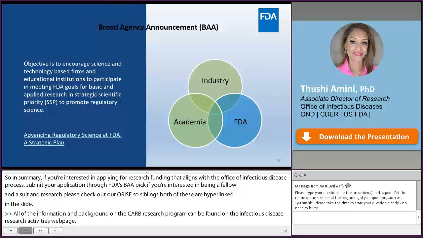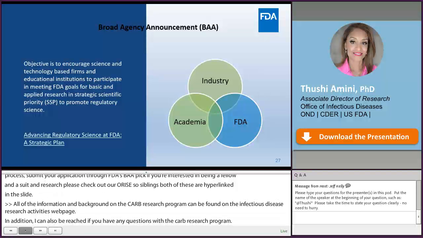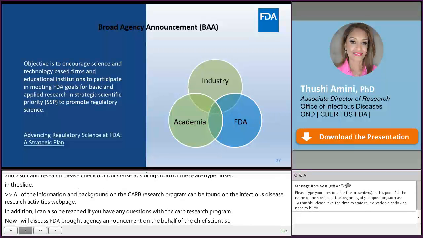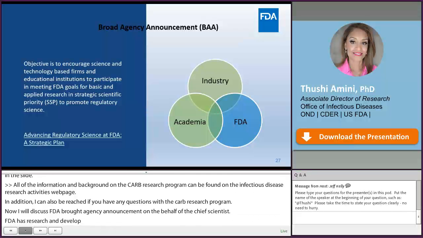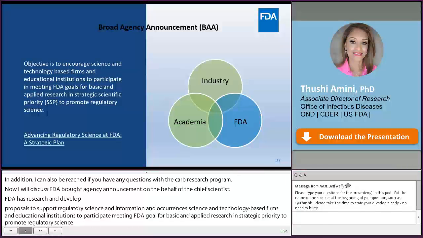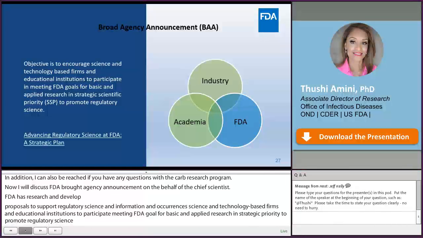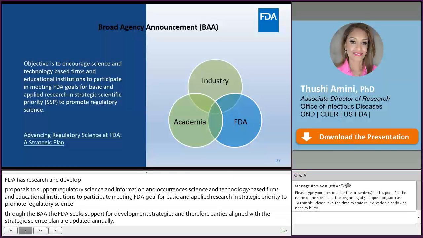Now I will discuss FDA's broad agency announcement on behalf of the Office of Chief Scientist. FDA solicits research and development proposals to support regulatory science and innovation, and encourages science and technology-based firms as well as educational institutions to participate in meeting FDA's goals for basic and applied research in strategic scientific priority to promote regulatory science. Through the BAA, FDA seeks to support advanced research and development strategies and therefore priorities that are aligned with the strategic science plan are updated annually. Contract awards are made to advance scientific knowledge to accomplish FDA's mission to protect and promote the health of our nation.